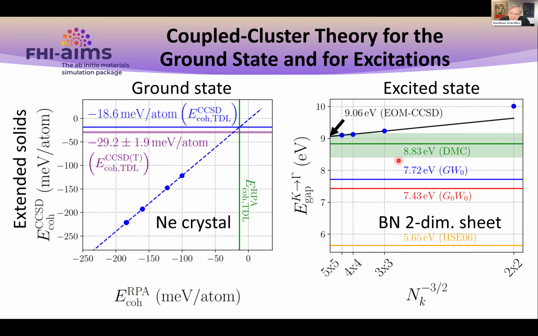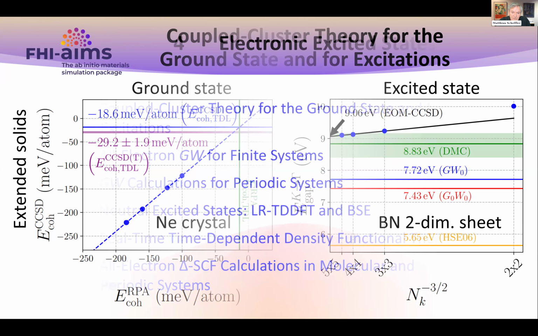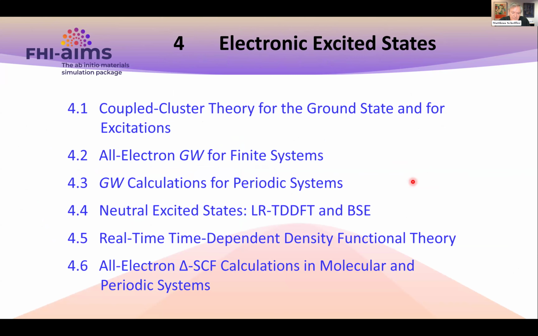And here's again the contents. The contents of the excited states chapter. We already discussed GW and coupled cluster theory, but let me say some words now about the time-dependent density function theory.